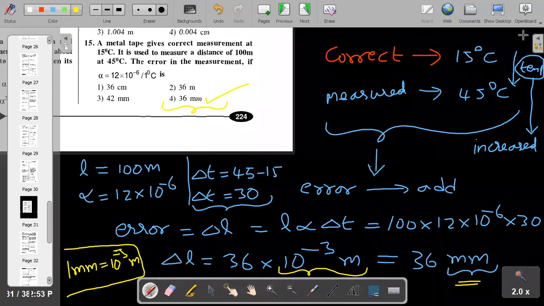They're asking about error. They didn't ask here whether error is added or subtracted. But we can say that actually we are measuring at 15 degrees centigrade, but now we are measuring at 45. That means we are measuring at high temperature. I already explained in the previous concept that when temperature increases, error has to be added. Is it right? Yes, sir.